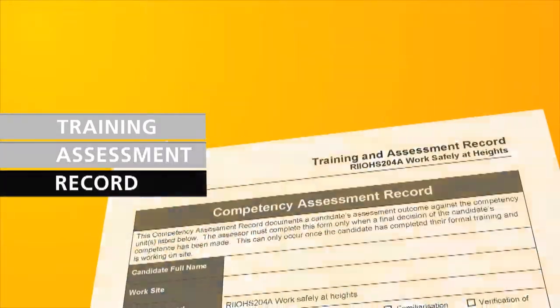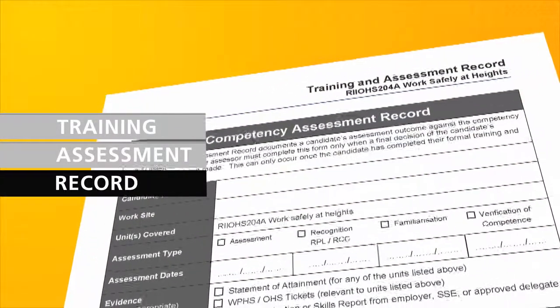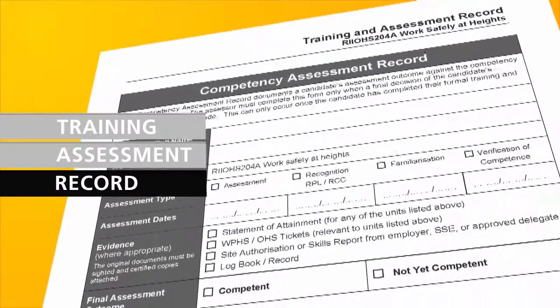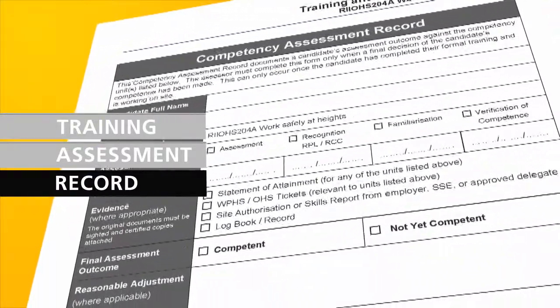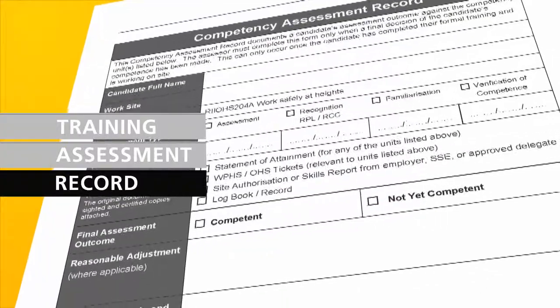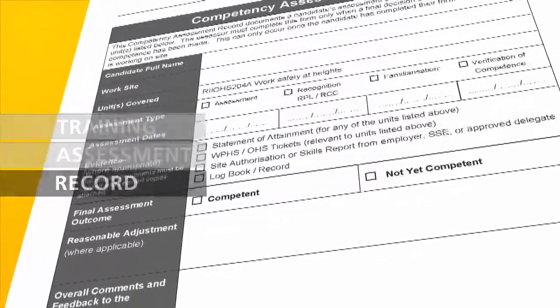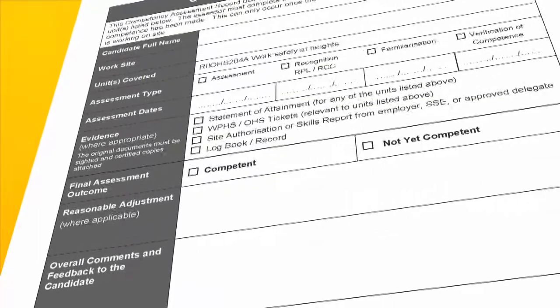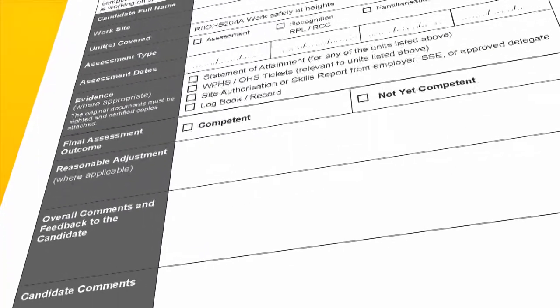The third section provides a final sign-off by the learner, trainer, assessor, and, where applicable, by the subject matter expert, site manager or delegate. The completed TAR can now be provided to RTOs and training departments as documented evidence.